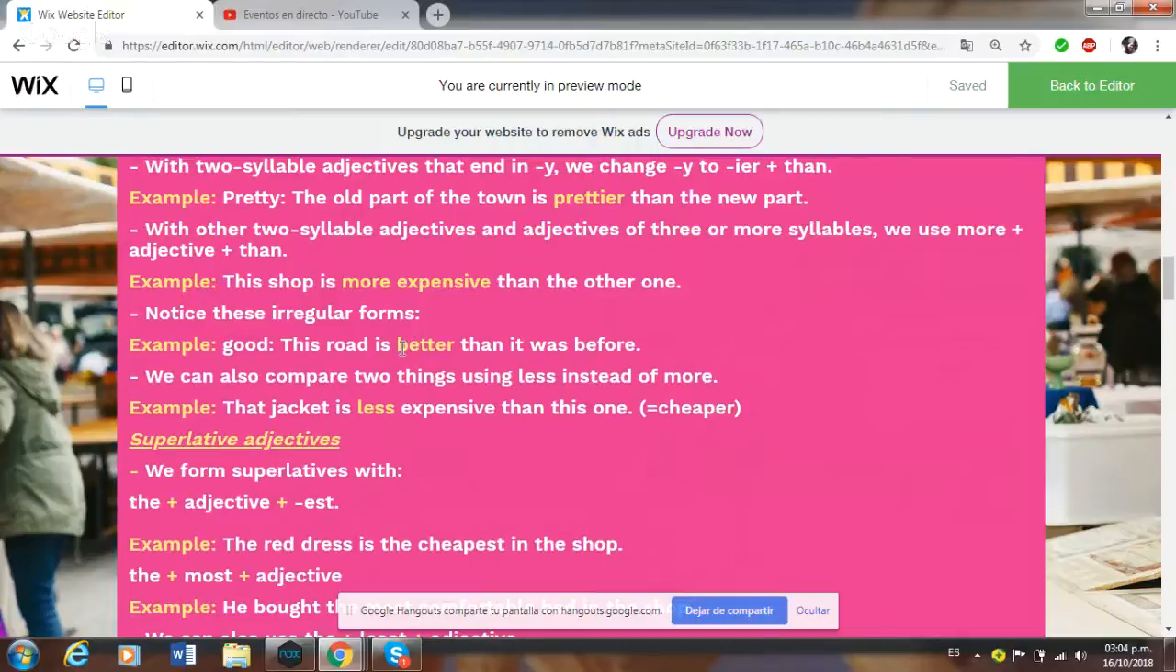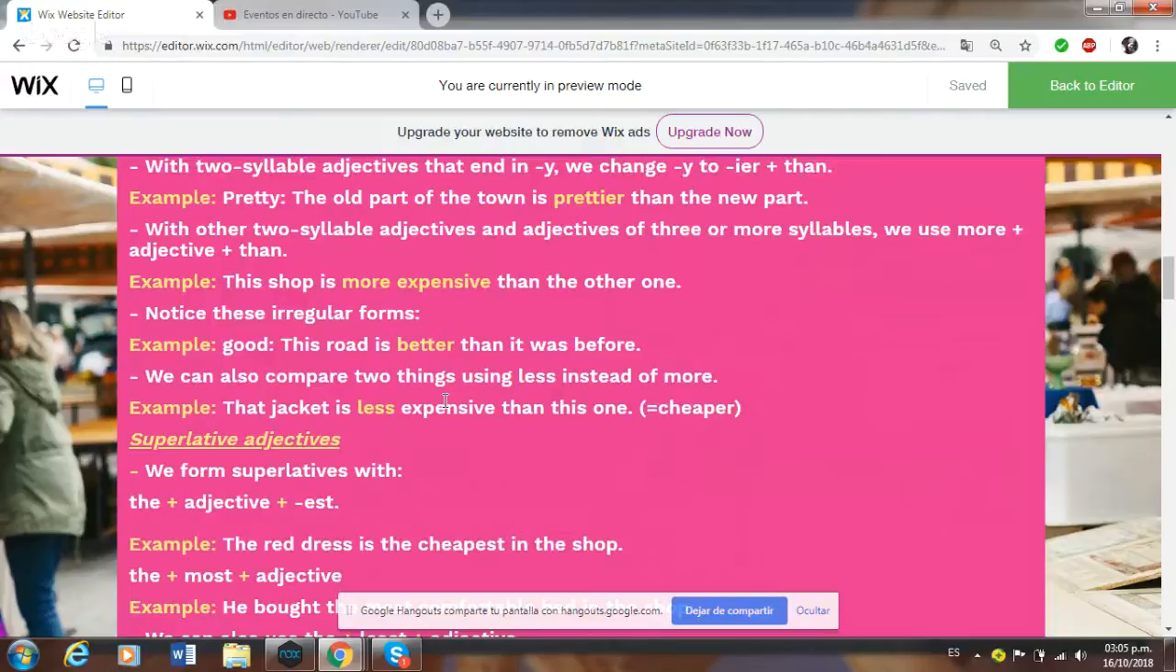It changes its structure totally. Change the structure of the word totally, as you can see here. Good, this word is better. As you can see in these irregular forms, the word changes only its structure. Here, good, then the comparative form of the word good is better. As you can see here, it's better than it was before.